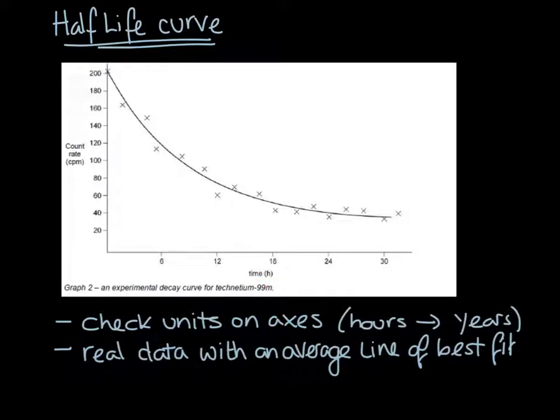The second thing to look at here is that each cross marks a data point, a measurement from an experiment in a lab, and then we've got this smooth curved line of best fit running as close to as many of the points as possible. This is real data that's been measured, and it's got an average line of best fit, so the points don't always lie perfectly on that average line.